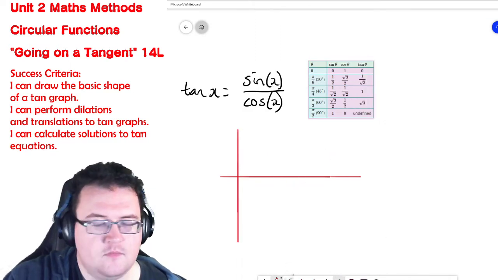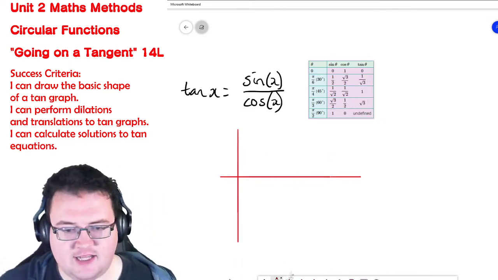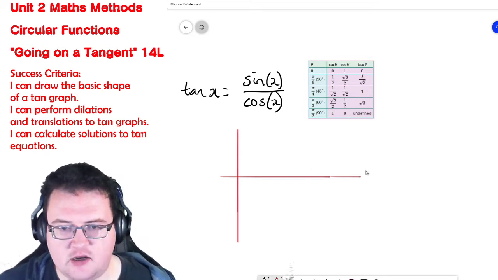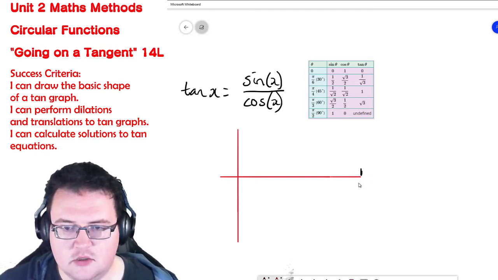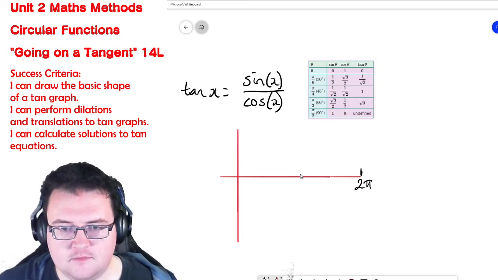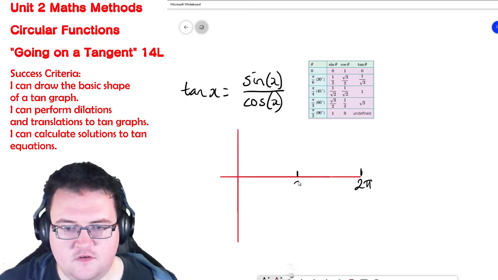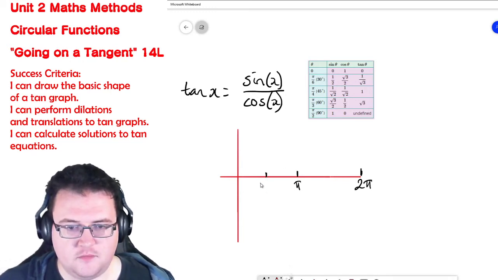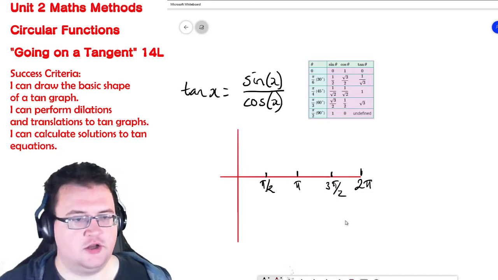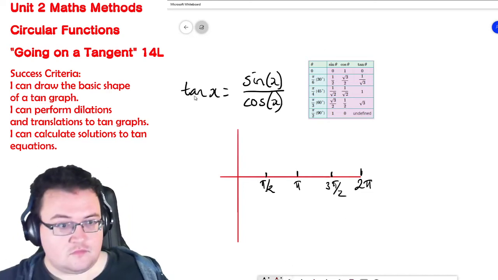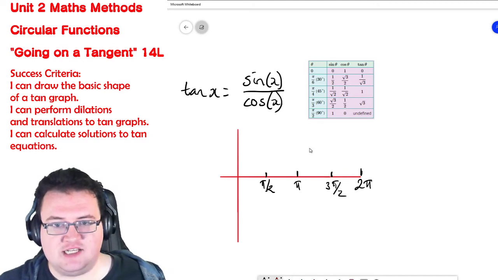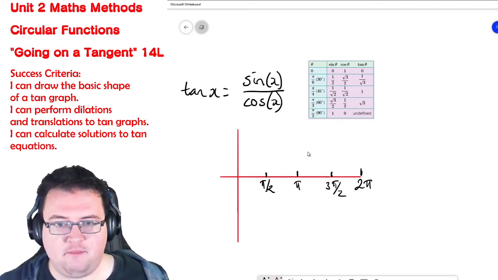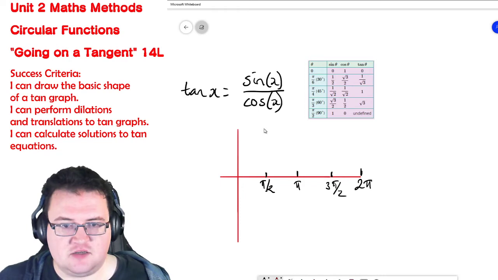So I've got a ruler here, and if I mark this out, this is 2 pi, this is pi, this is pi on 2, and then this will be 3 pi on 2. What this relationship in this table says is that at pi on 2, I'm going to have an asymptote.